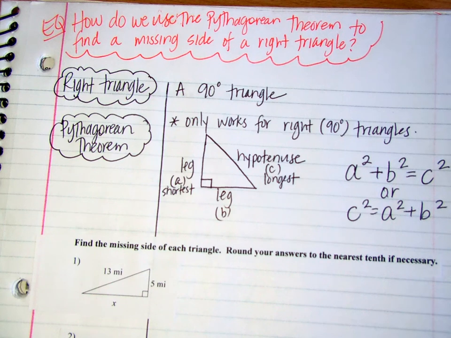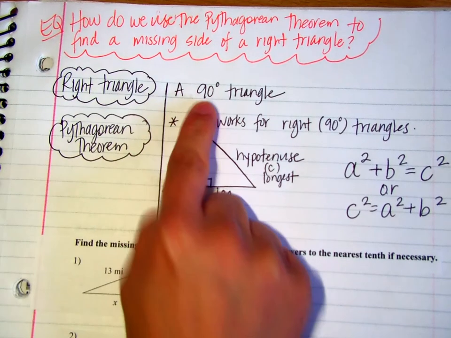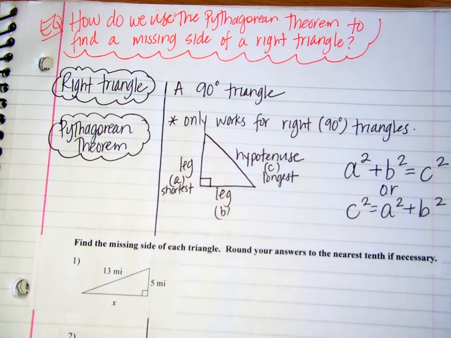Alright, today we're going to be using the Pythagorean Theorem to find a missing side of a right triangle. Now, you guys have learned about triangles. We have different types. Our main focus today is going to be a right triangle. And a right triangle is just a triangle that has a 90-degree angle.